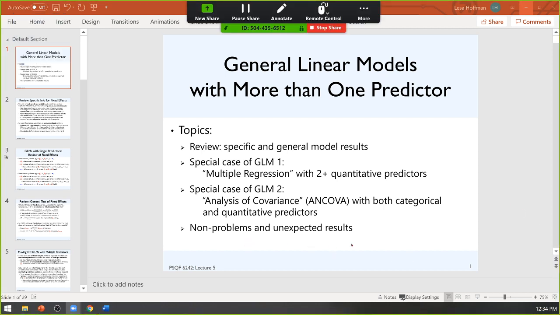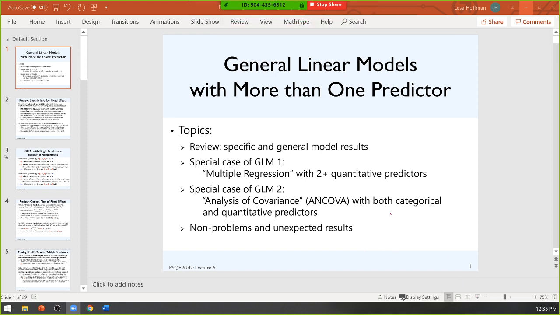There we go. So I've got lecture 5 up here. The first part of it is a little bit of review, and then we have a few new concepts. So, putting predictors together into the same model.